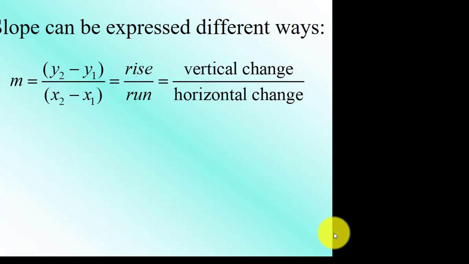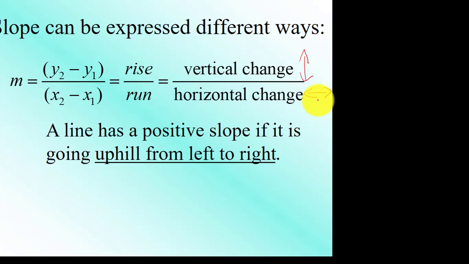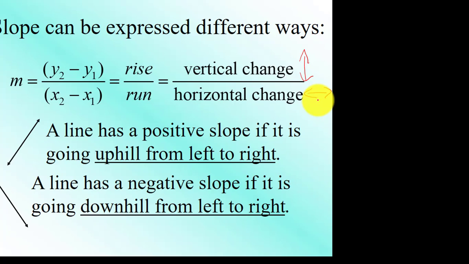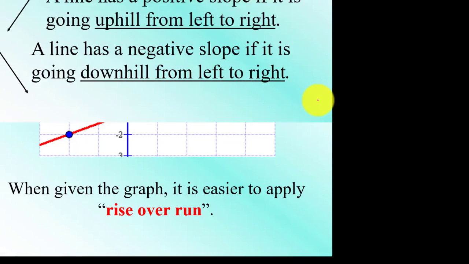And it can be expressed in different ways. So we did some of this in our notes yesterday, right? We've seen all three of these. We've got our mathematical formula, y sub 2 minus y sub 1 over x sub 2 minus x sub 1. We can think of that as rise over run, where it's the vertical change. That is, how much are we moving up and down compared to our horizontal change, right? How much are we moving right or left? And if it's moving upward to the right, we say it has a positive slope. If it's moving downward as we move left to right, then we say it has a negative slope.